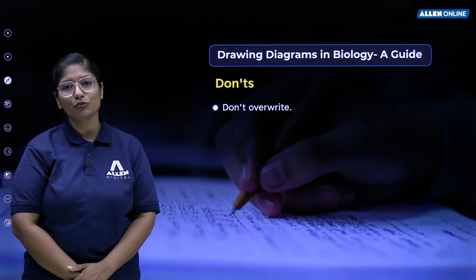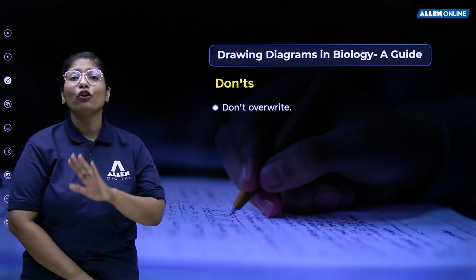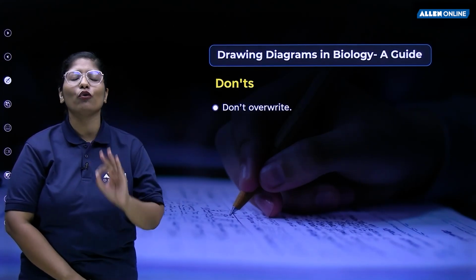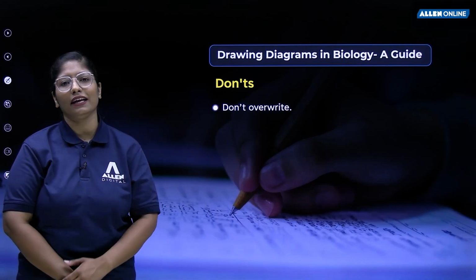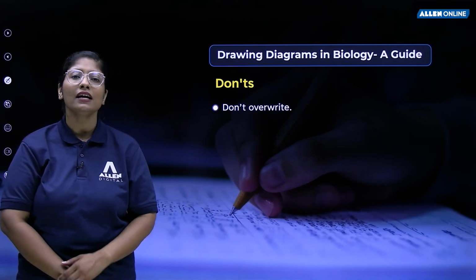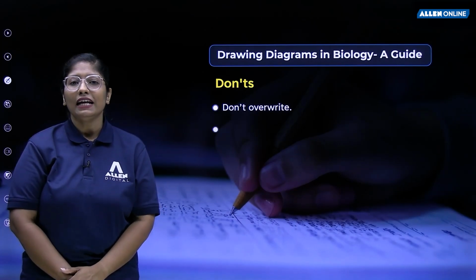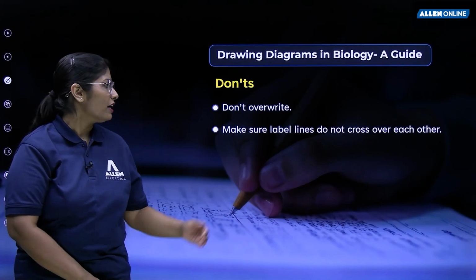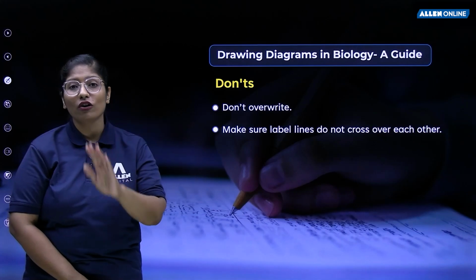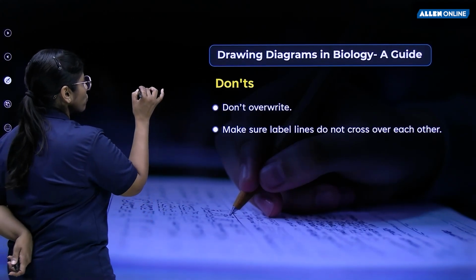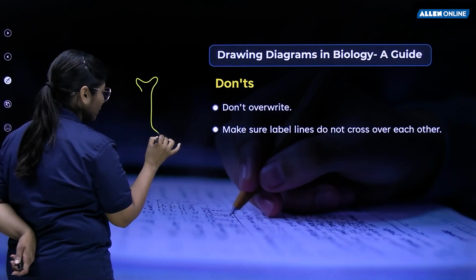So here the first point is that you should not overwrite. Don't overwrite in your labelings, okay? Whenever you are labeling, try to label it properly. Don't overwrite the things. Next is that make sure your label lines are not crossing each other, okay? So again, suppose I am labeling the parts here.